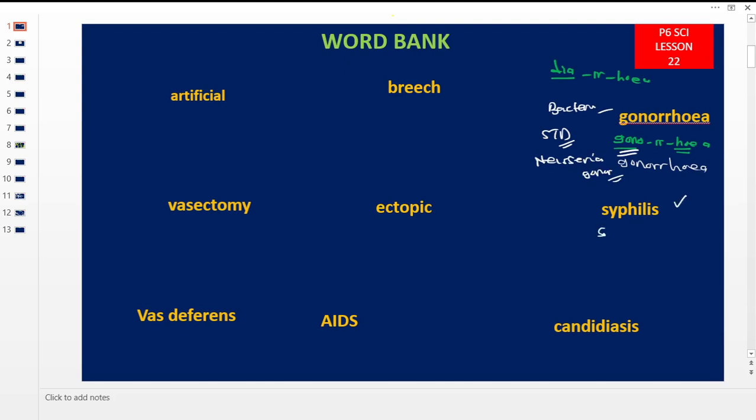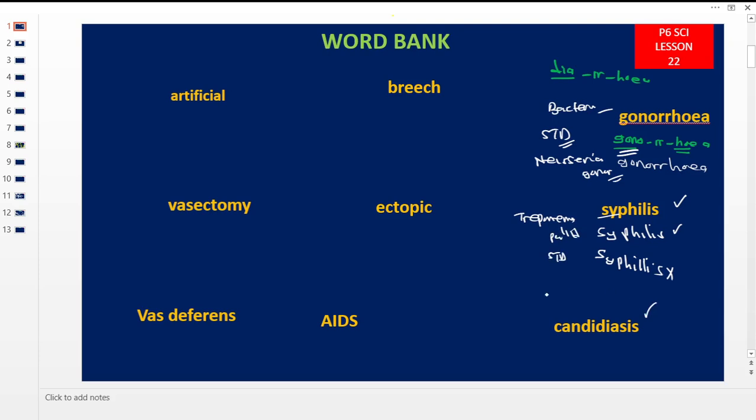Again, here we have another word. This is syphilis. Some learners make a mistake of writing it with 2 L's, so this one is automatically wrong. Syphilis has 1 S. Syphilis is also a bacterial disease, and the bacterium which causes it is called Treponema pallidum. It is also an STD.